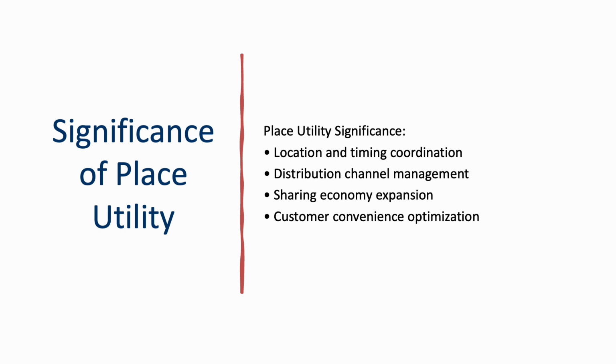Customer convenience optimization drives place utility decisions. As customers increasingly expect immediate access to products and services regardless of their location or time constraints, companies that excel at place utility management, such as Amazon with its extensive distribution network and same-day delivery options, achieve significant competitive advantages. The sophisticated evening gown example illustrates how place utility failures can render even excellent products worthless if they're not available when and where customers need them.